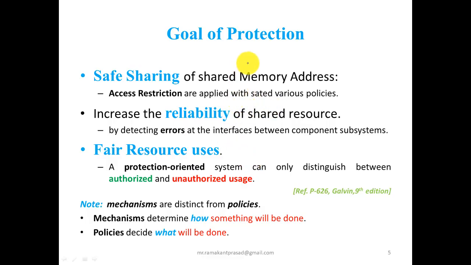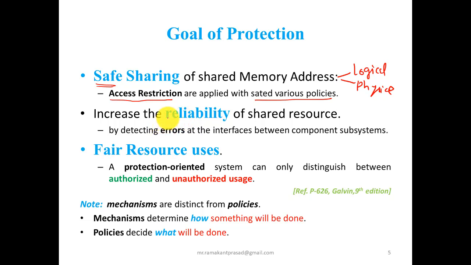The goal of the protection. What is the goal of the protection? There are various goals of the protection. First is safe sharing. Safe sharing is very important for the memory addresses. There are two types of memory addresses: one is logical address, another is physical address. Logical address space and physical address space. So we have to protect them. So we apply access restrictions on them with the stated various policies. There are various policies through which we can apply the access restriction, and access restriction provides the safety of our memory address spaces.